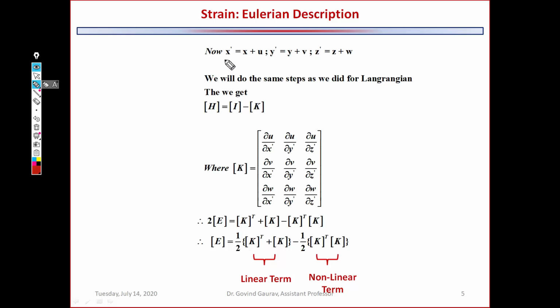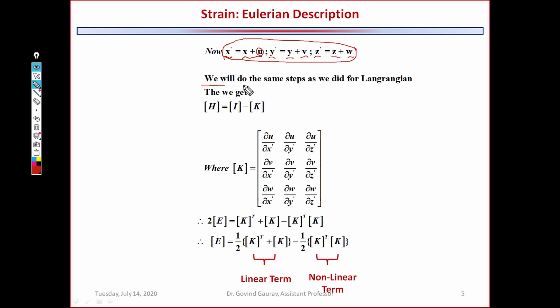Now we know x prime is equal to x plus u, relating the initial configurations with that of the deformed configurations, with u being the displacement in the x direction. Again y dash would be equal to y plus v, where v is the displacement in the y direction, and z dash is equal to z plus w, where w is the displacement in the z direction. With these equations we are relating the initial configurations with the deformed configurations.